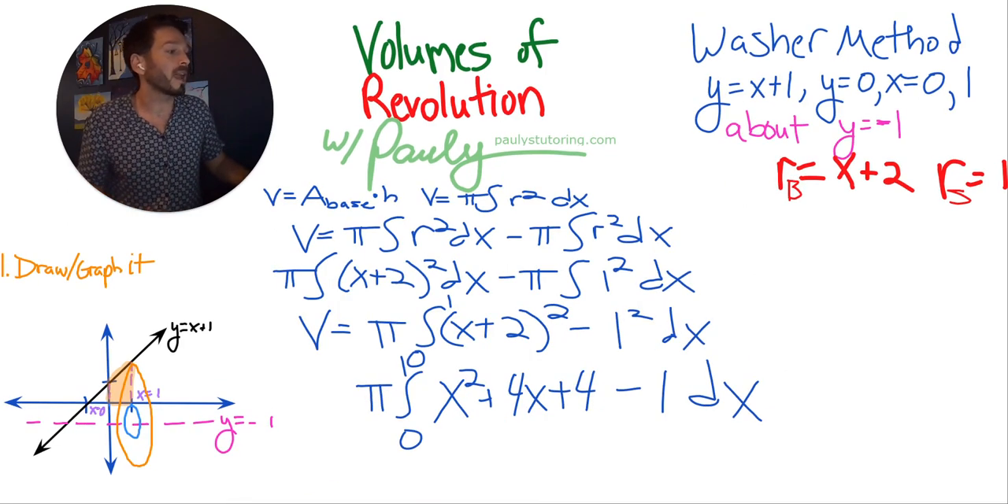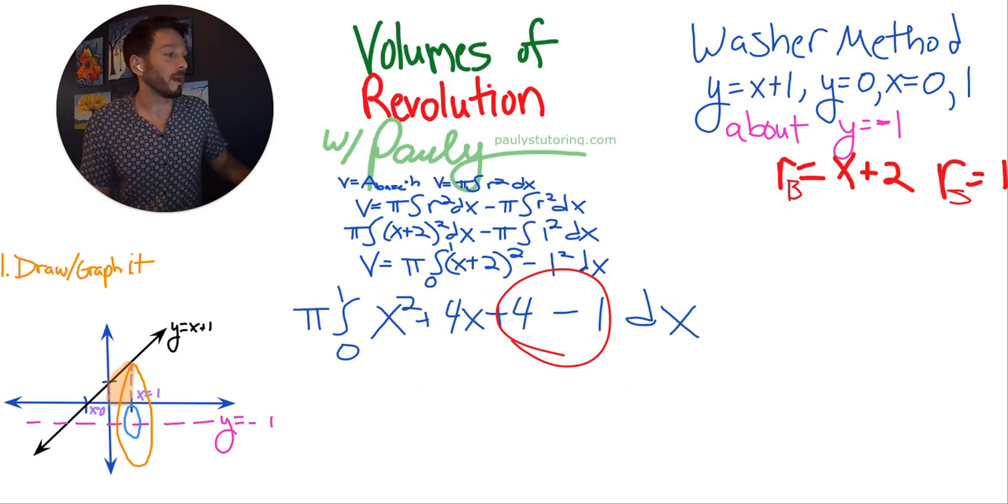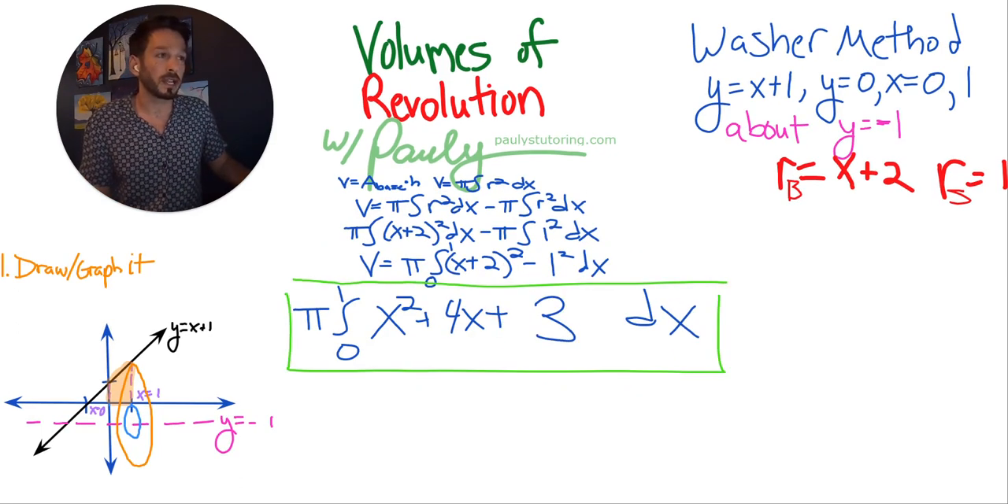Well, we can combine these now. We can FOIL that quadratic, x plus 2 squared, and get x squared plus 4x plus 4, and of course we're taking away the 1, and we'll get plus 3. This is the integral that you can integrate, and I expect you to be able to do that if you understood this conversation. I hope this helps.